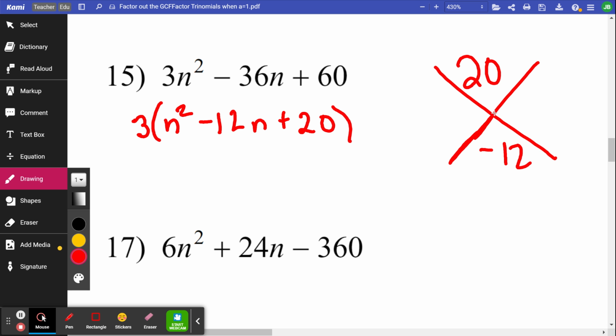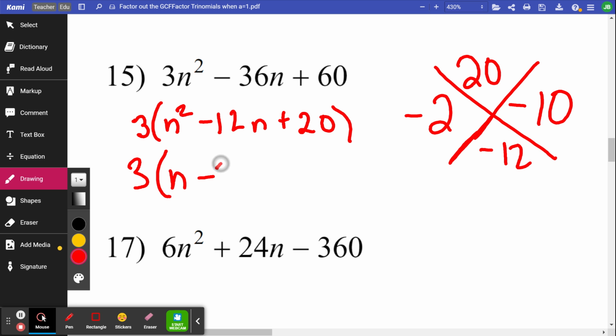Well, let's see. I could look up 20 on my factor chart if I needed to, but I think I can manage negative 2 and negative 10. Negative 2 times negative 10 is positive 20. Add them together, you get negative 12. So your final answer is 3 times n minus 2 times n minus 10.